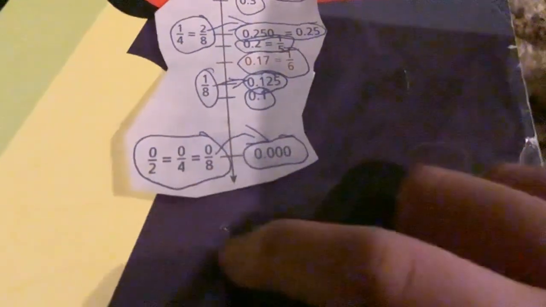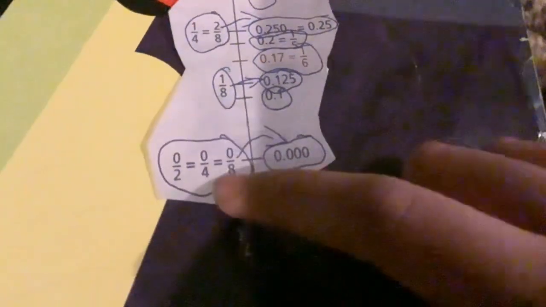Let's look at the very bottom. I think this will be the easiest one to recognize. 0 over 2, 0 over 4, 0 over 8. They all equal 0, obviously. That's right! 0 divided by 2 is 0. 0 divided by 4 is 0. 0 divided by 8 is 0.